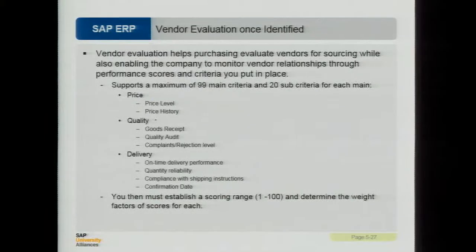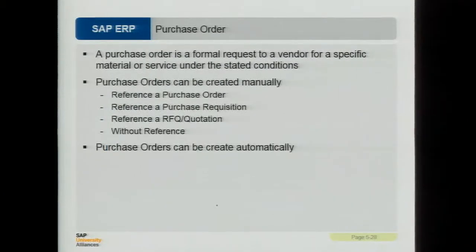Some of these criteria are price, quality, and delivery, and that depends on the industry and the materials which are supposed to be used. For some materials it's very important to take care of the quality. For some of them, the price is more important. For others, for example rush orders, the delivery is more important. And then we come up with the purchase order.